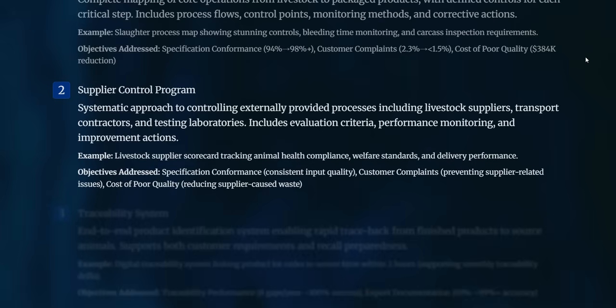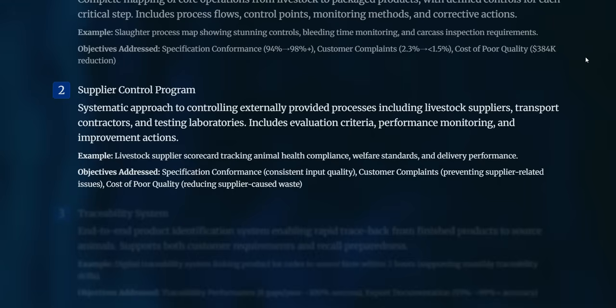The second output, supplier control program. You must be able to conduct a systematic approach to controlling externally provided processes, including livestock suppliers, in our case, transport contractors, and testing laboratories. Include evaluation criteria, performance monitoring, and improvement actions. Example in our case study, a livestock supplier scorecard tracking animal health compliance, welfare standards, and delivery performance.